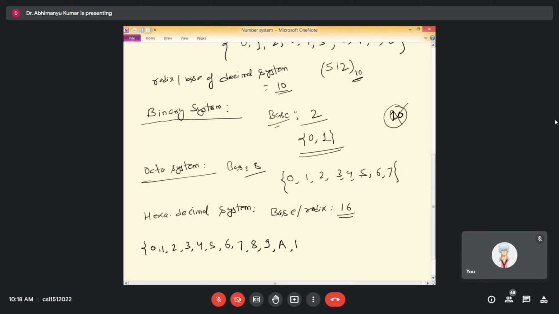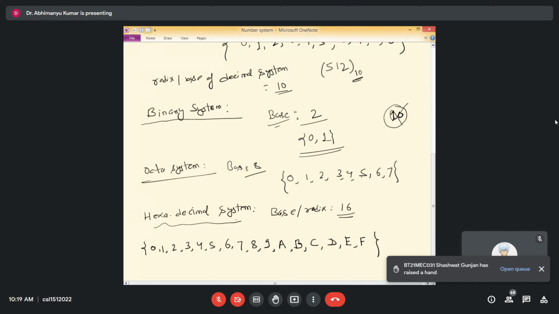Now, the next symbol we use is B. We use C, D, E, and F. A itself is representing 10, B itself is representing 11, then 12, 13, 14 and 15. So from 0 to 15, how many different symbols are there? 16 different symbols. So this is called the hexadecimal system. Now we look at the interconversion.